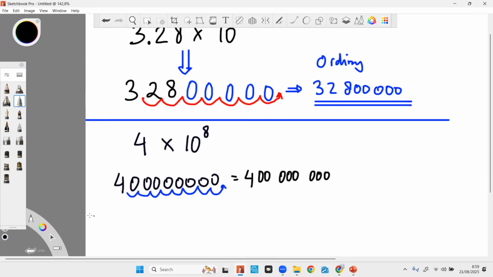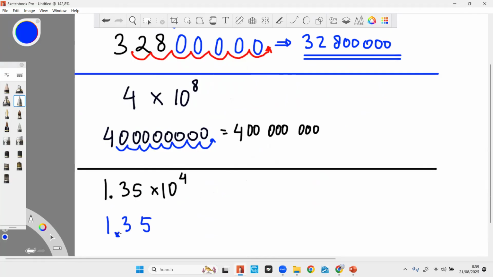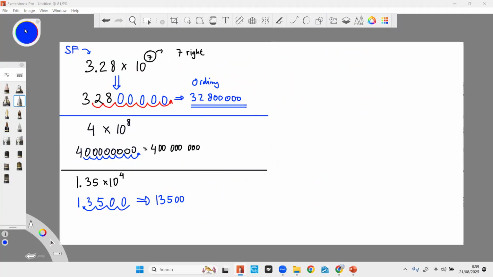Okay, how about one more. 1.35 times 10 power, not negative yet, 4. Okay, 1.35 times 10 power 4. It's the same thing. You move the decimal 4 times to the right. So 1, 3, 5. Start here. Okay, always start from the point. 1, 2, 3, 4. Only 2 extra zeros. Then to simplify, 13,500. How about if it is negative? Okay, if positive right, negative left.